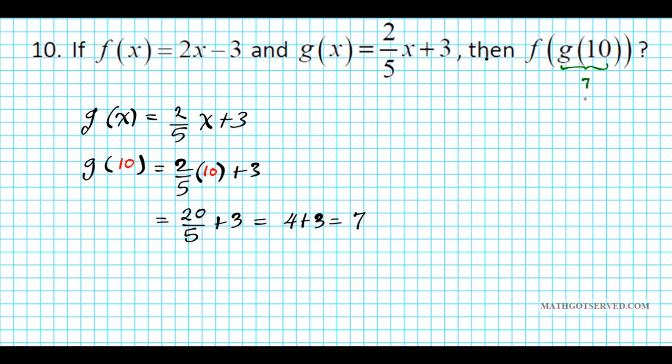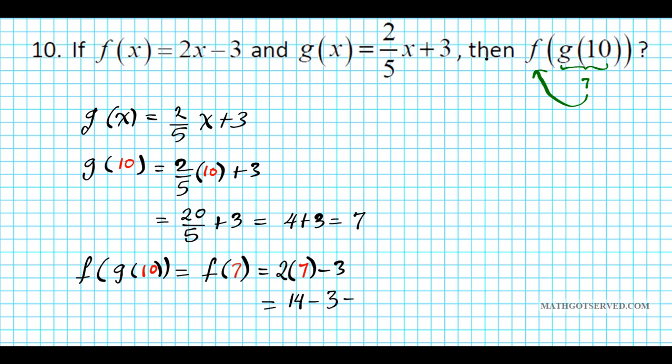So what we'll do next is simply plug 7 into f. Okay, so f of g of 10, what we're looking for, is equal to f of 7, the answer we got by evaluating g at 10. f of 7 is what we'll get when we plug 7 into f, which is 2x minus 3. So we have 2 times x, and for f, x is 7, minus 3. 2 times 7 is 14 minus 3. Final answer is 11.